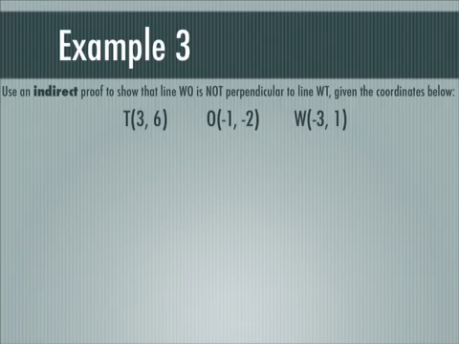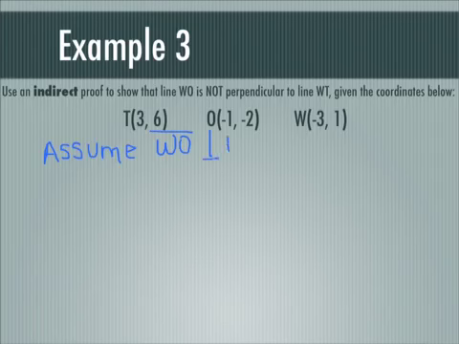WT is perpendicular. Good. Yeah, so we are going to assume, you guys can see the blue, okay. Assume, and it's important to put that sentence in there first, that WO is perpendicular to WT. That's really messy. Okay, so we're going to assume that segment WO is perpendicular to WT.